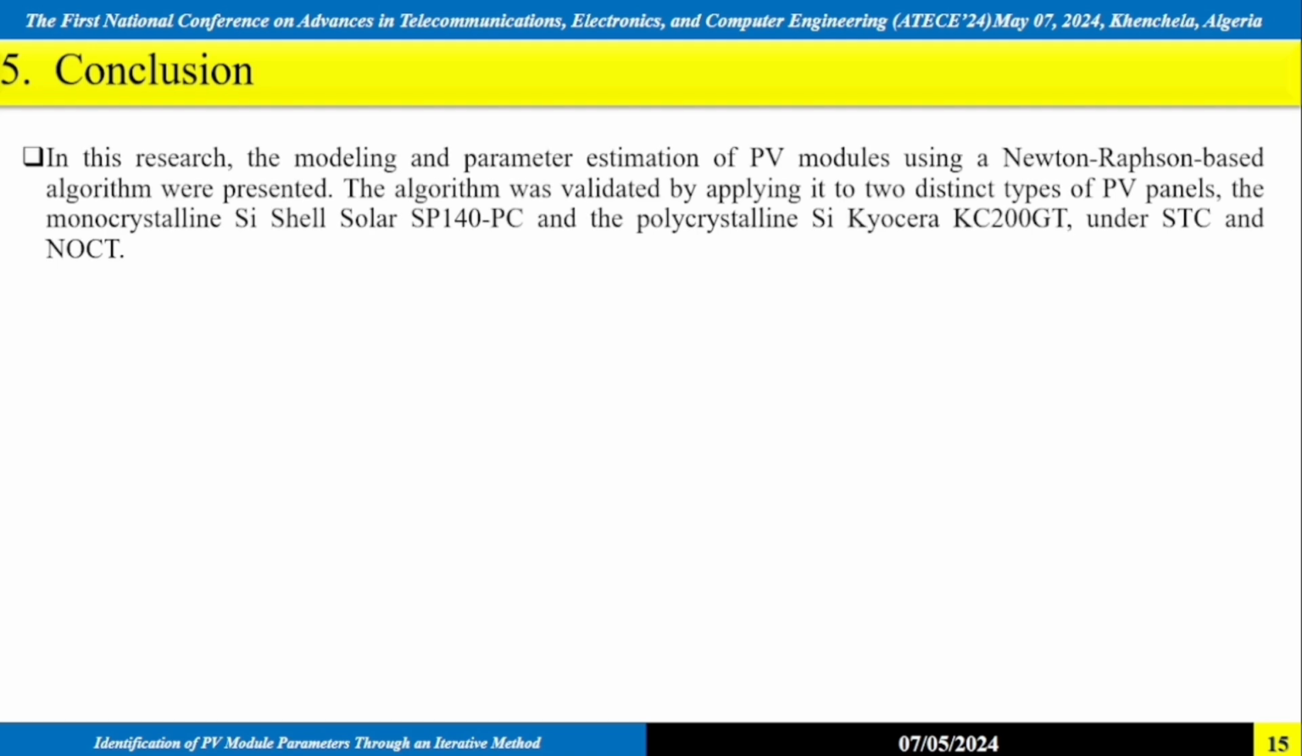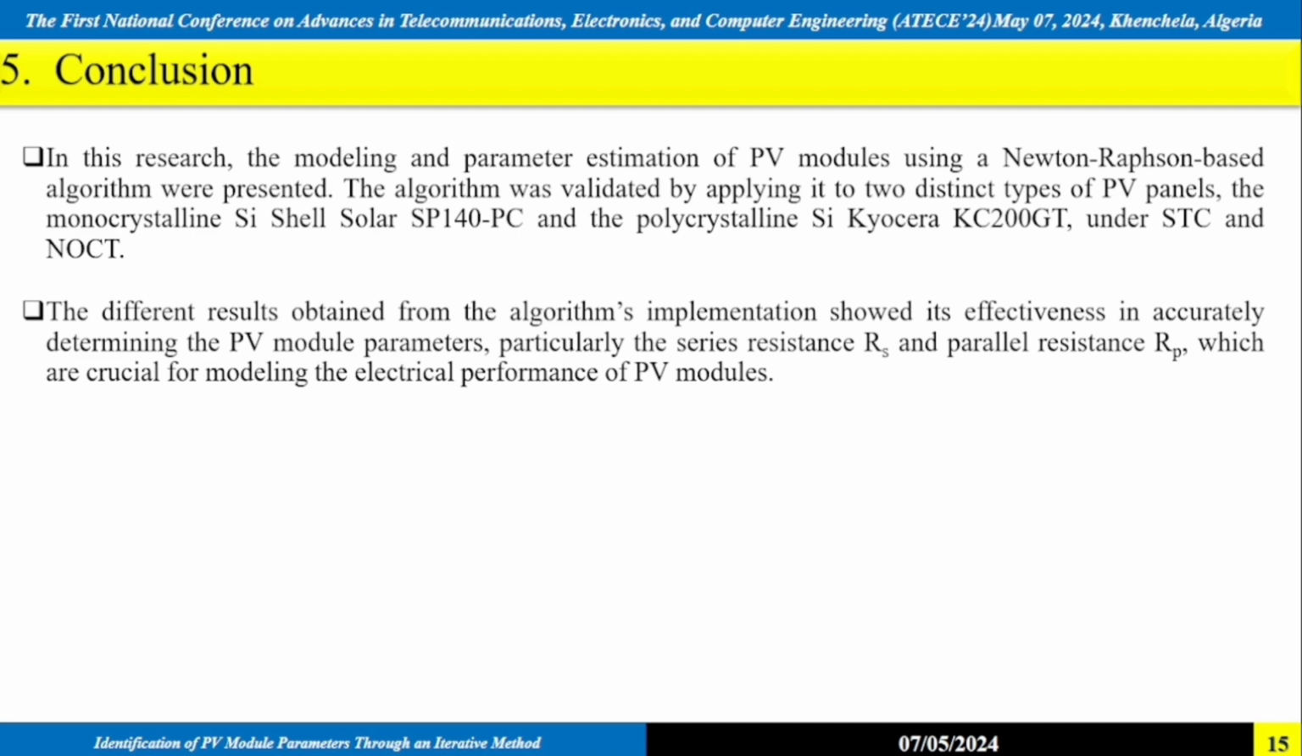Conclusion. In this research, we have seen the modeling and parameter estimation of PV modules using the Newton-Raphson based algorithm, and the algorithm was validated by applying it to two different PV panels from two different market segments. Also, the different results obtained from the algorithm's implementation showed its effectiveness in accurately determining the PV module parameters. Particularly here we are talking about the RS and RP values.